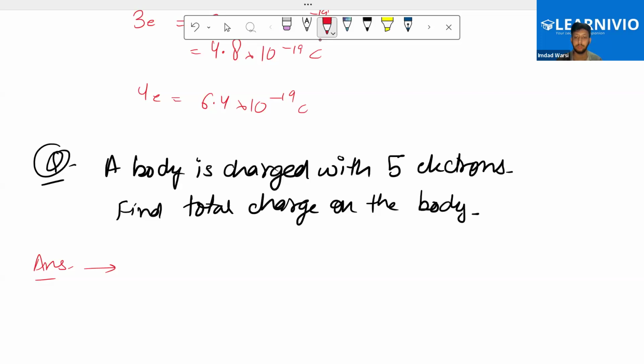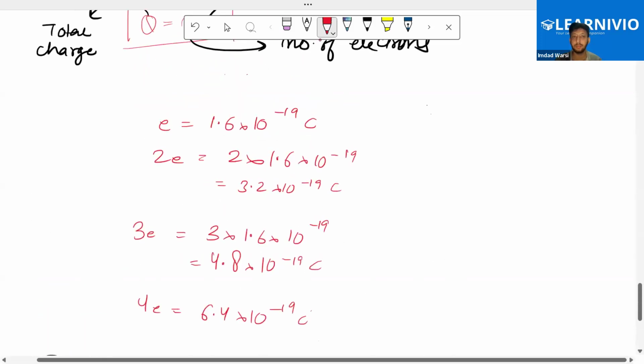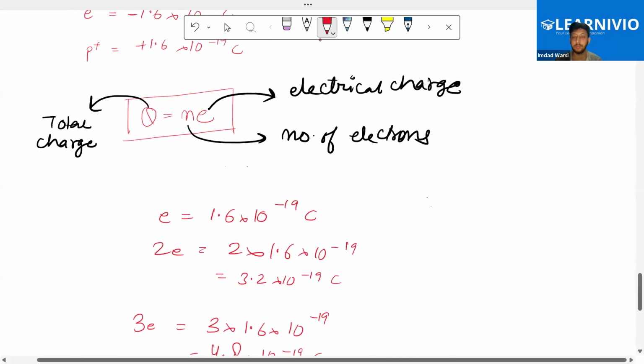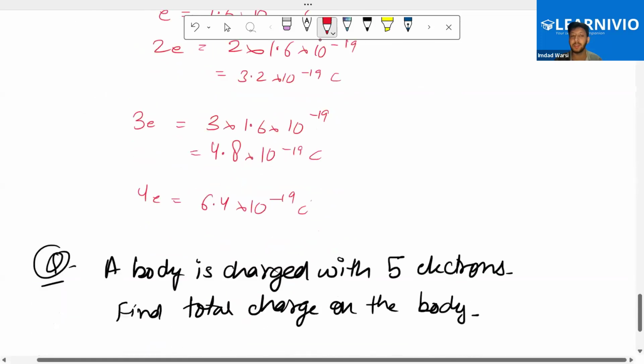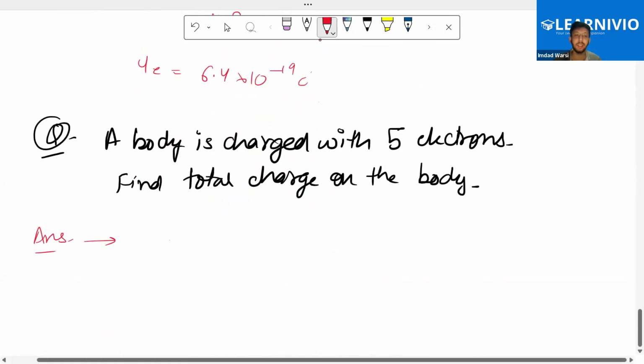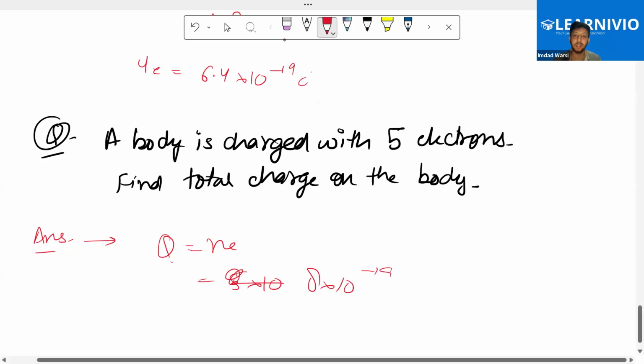Minus 8 into 10 to the power minus 19. What is E? E is 1.6 into 10 to the power minus 19. What is the meaning of E? Electric charge. So we don't put minus or plus here. You can add, but generally in the question, Q is equal to NE, which means 5 into 1.6 is 8. This becomes 8 into 10 to the power minus 19 coulomb.